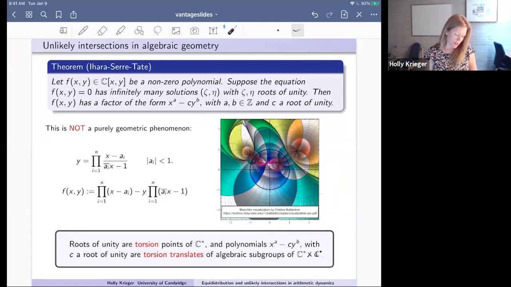All right, and so what this is really coming from is the fact that roots of unity have an algebraic description, and that algebraic description is that they're the torsion points of the multiplicative group C star. Those make these points special in an algebraic sense, while the curves that can contain infinitely many of those special points in both coordinates are exactly those which are torsion translates of algebraic subgroups of C star cross itself. And so what this theorem of Ihara, Serre, and Tate is really telling us is something about the interaction between the algebra and the geometry of, I suppose, C star squared.